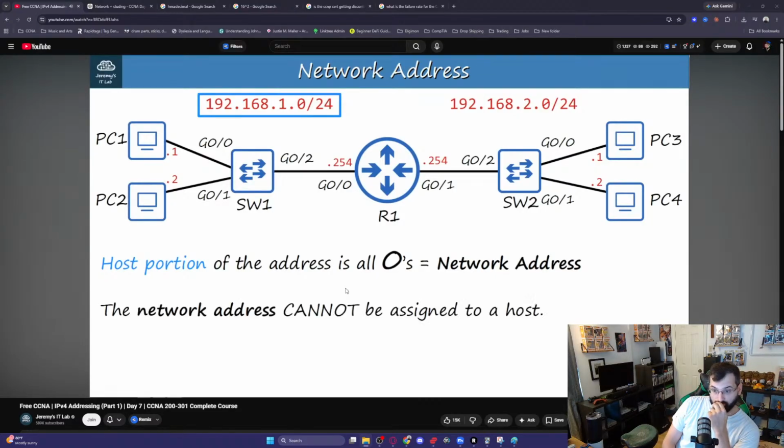Keep in mind, the network address cannot be assigned to a host. The network address is the first address of the network, but the first usable address is one above the network address. In this case, it's 192.168.1.1, which is assigned to PC1.